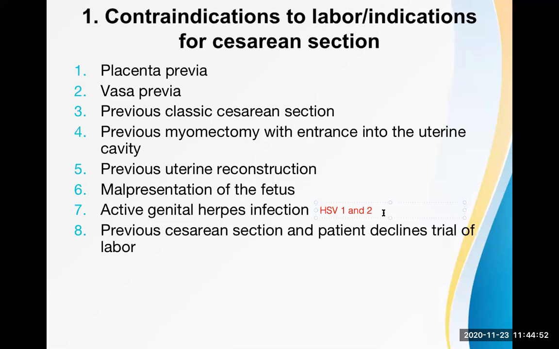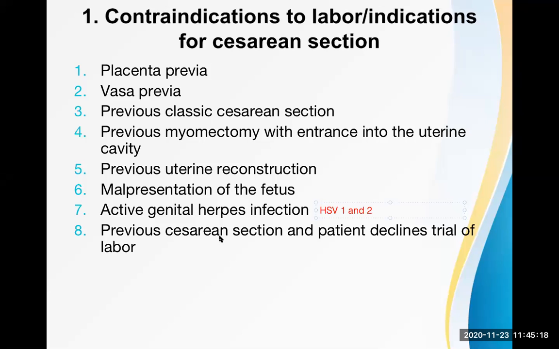Now, if mother is having active genital herpes infection, if we try for vaginal delivery, remember there is a contamination. There is a direct contamination to the baby, and this baby may be delivered with active viral infection, and the baby may develop septicemia. This baby may develop encephalitis also. So to avoid that situation, better to deliver by cesarean section.